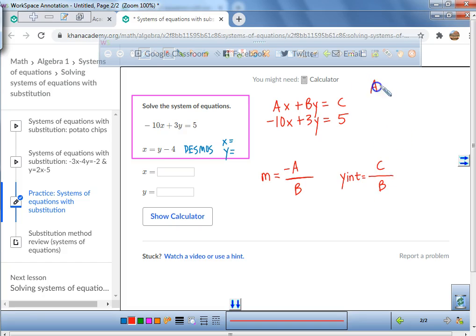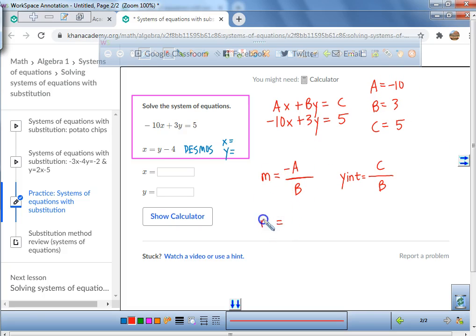Now, this will only work if and only if you know how to identify a, b, and c. Does anybody know what a is? Negative 10, very good. B is 3, and c is 5, very good. So let's take a look at these numbers and let's just plug them in, okay?